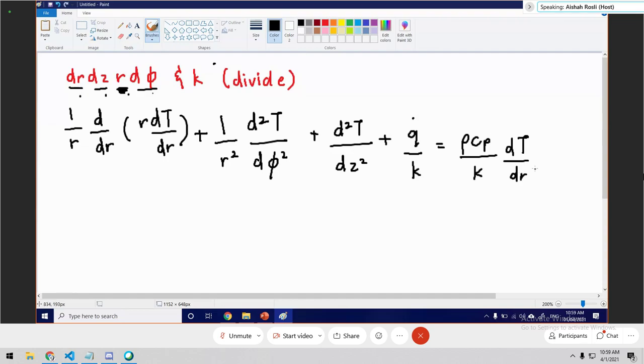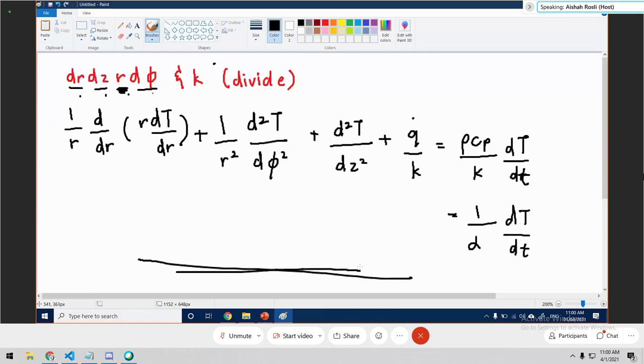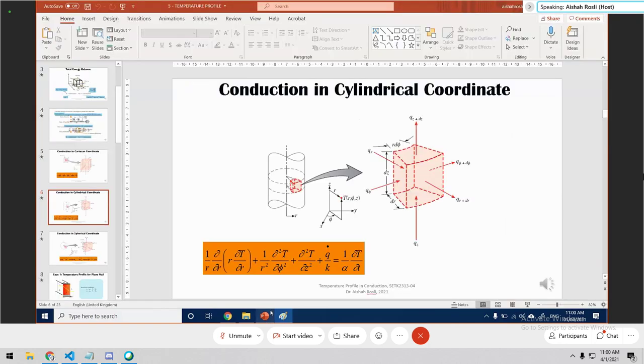If you remember, the thermal diffusivity alpha is equal to k divided by rho cp. So this is actually equal to 1 over alpha dT over, oh sorry, not dr, dT over dt. Okay, so this is the equation for cylindrical coordinates. So you can see the equation here.